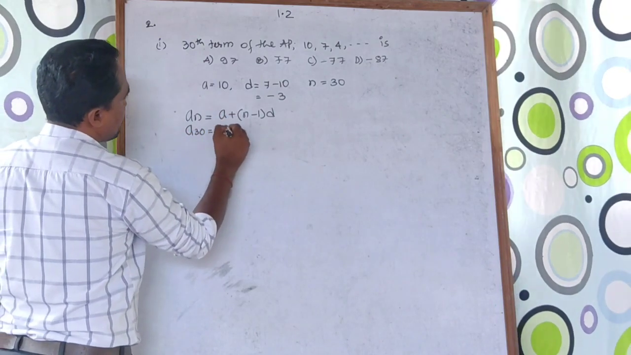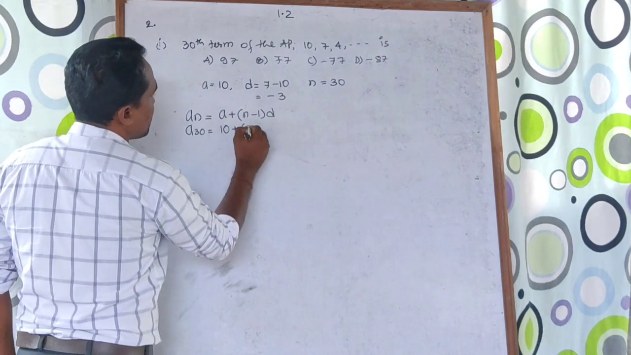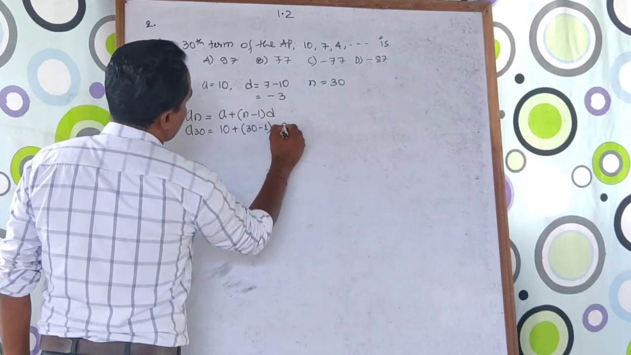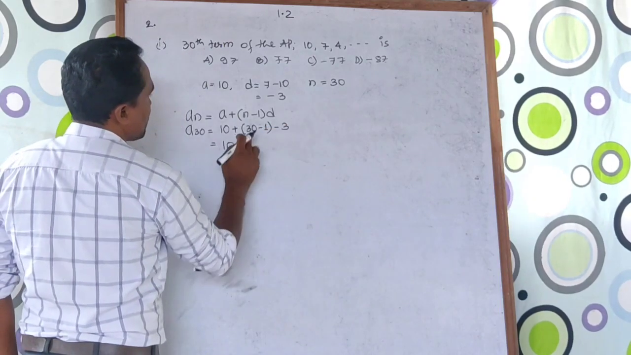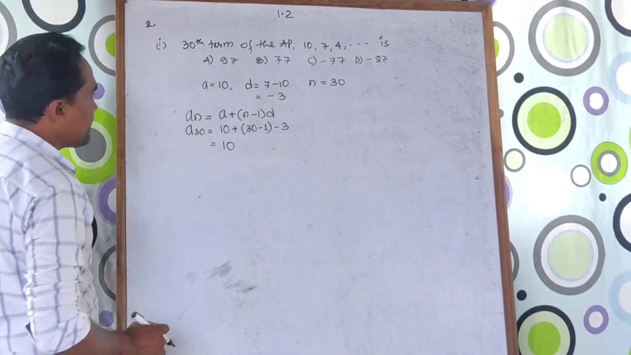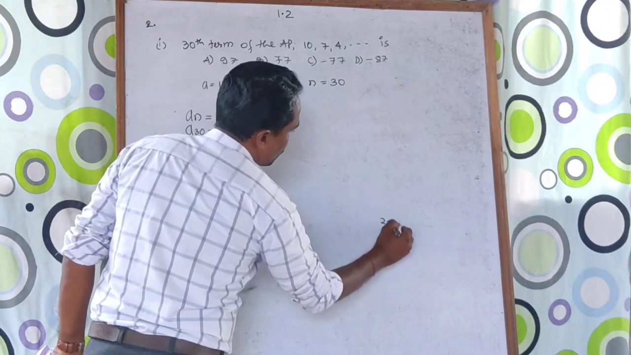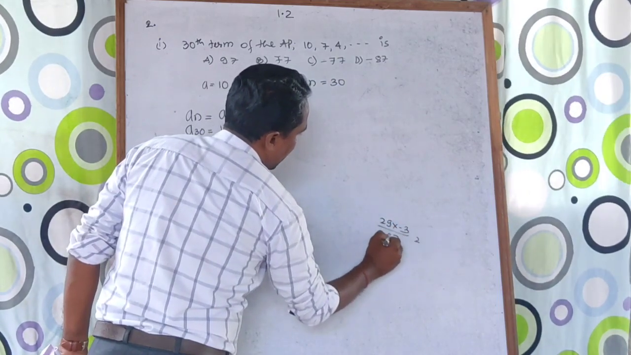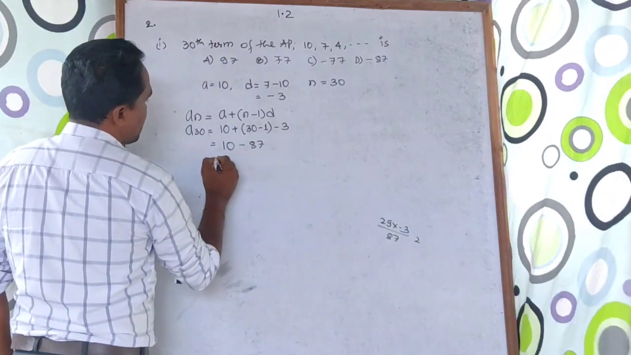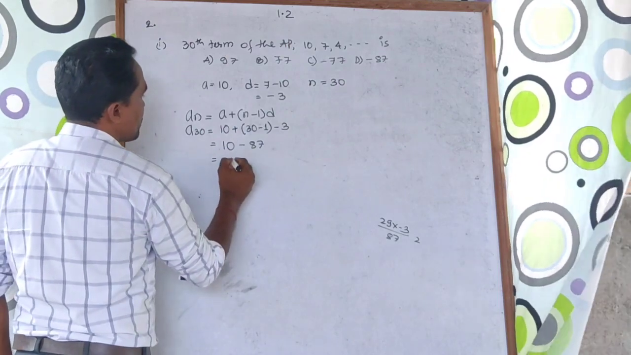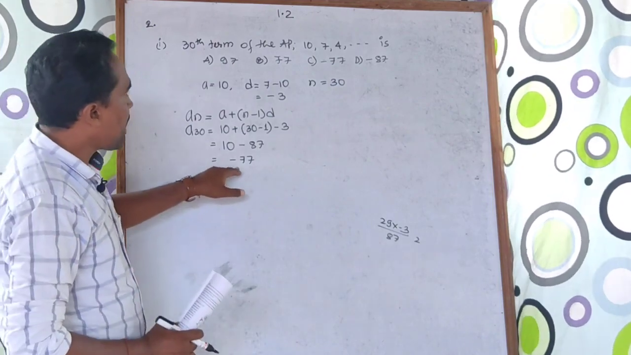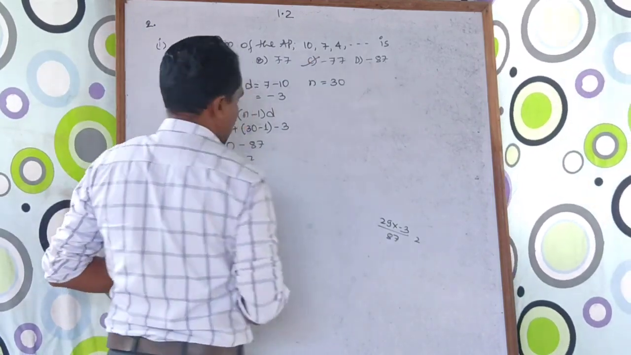Substituting A equals 10, N equals 30, minus 1, D equals minus 3. So 10 plus 30 minus 1, 29. 29 into minus 3 is minus 87. 10 minus 87 equals how much? Minus 77. That is the answer, and option C is correct.